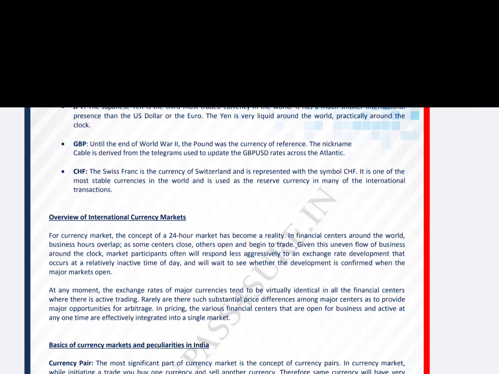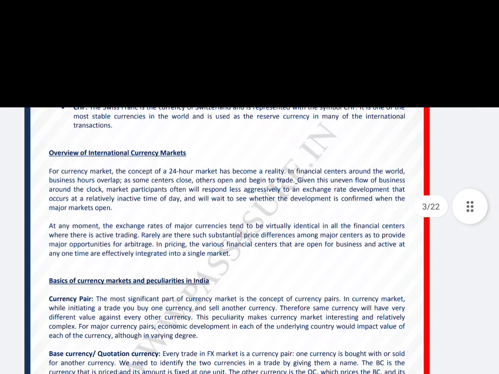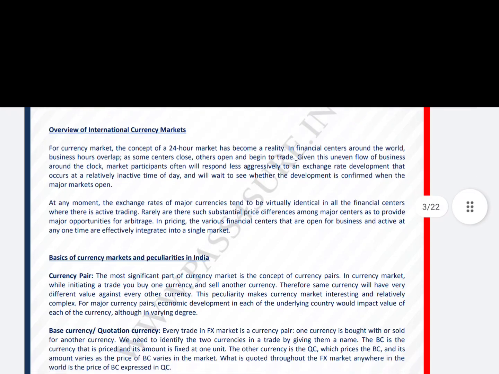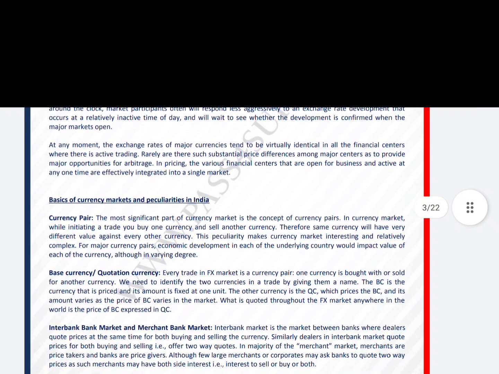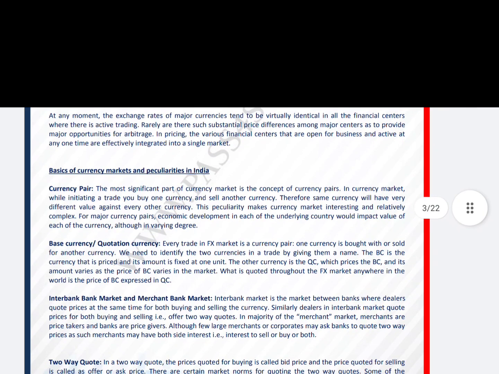Overview of the international currency market. Guys, I understand that by this short video maybe you cannot totally get the currency market points, but hopefully you will get some points. And if you want an explanation on a particular topic, then you can place a comment so that I can make a video on that particular topic. Now we are moving forward to the basics of the currency market and peculiarities in India.